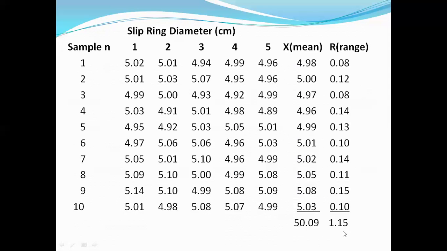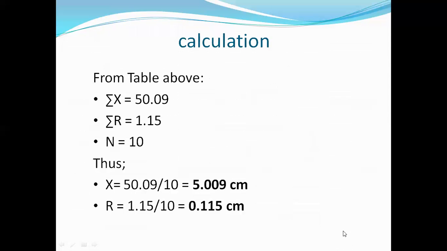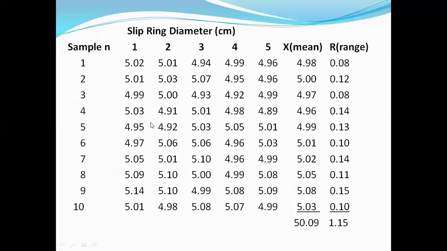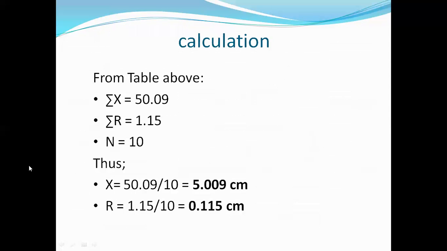Here summation R comes out to be 1.15. So what we get is summation of x bar is 50.09, and summation of R is 1.15. And what is n? n is your total number of lots, that is 10. So how will you get x double bar? X double bar is the summation of x bar divided by the number of samples. This is 10. So it is this value. And how do you calculate the R value? R bar is summation of R upon 10. So this x double bar and R bar are the central limit values.